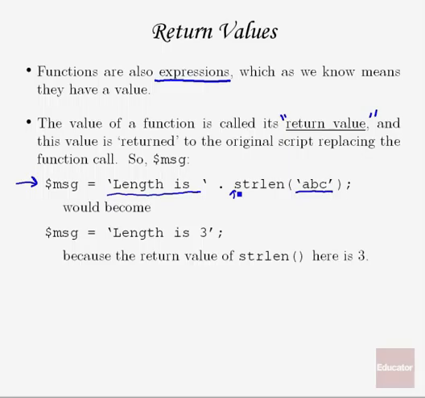String lang is going to give a return value of 3, so that's the value of the function, and it's going to essentially replace it in line. So instead of having this anymore, we have 3, because 3 is the value of the function, or the return value of the function. So essentially, you'd end up with the message that has a string literal length is 3.